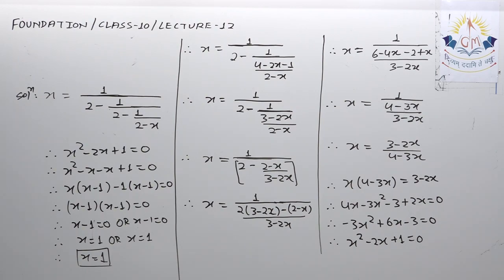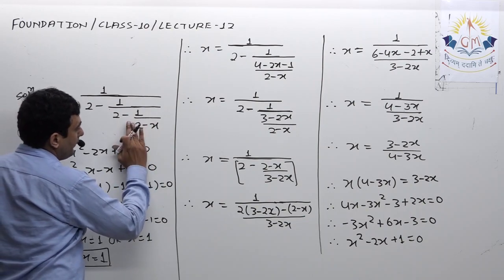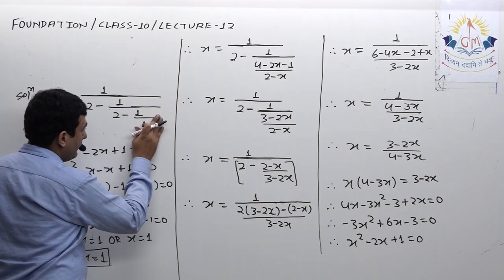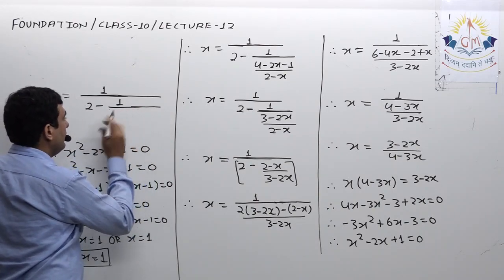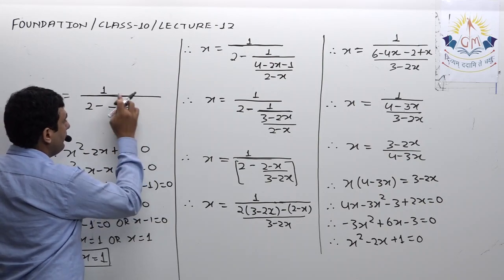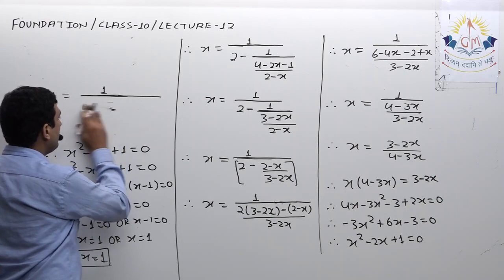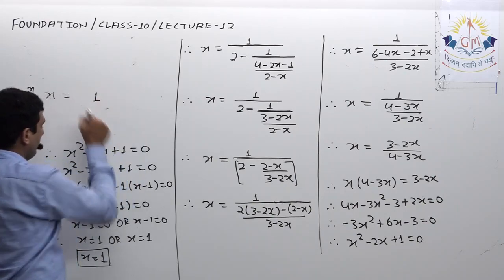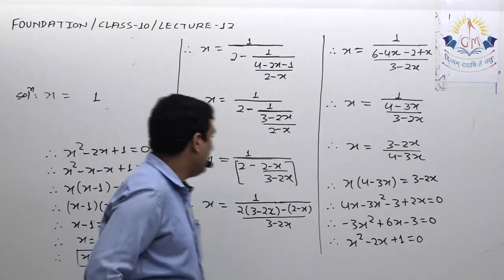Okay, so x is equal to 1. See, if I put x equal to 1, then 2 minus 1 will be 1. So here I can write 1. Now 1 upon 1 is 1. Now 2 minus 1 is again 1. Again 1 upon 1 is 1. Then 2 minus 1 is 1, and 1 upon 1 is again 1. And we have x equal to 1. Definitely the left hand side and right hand side are equal.